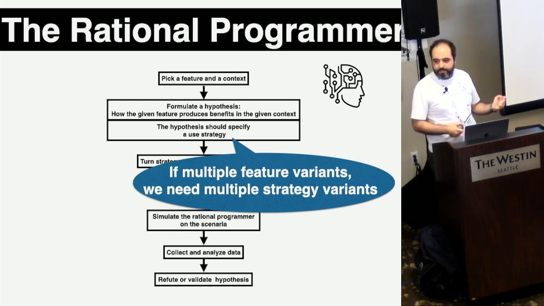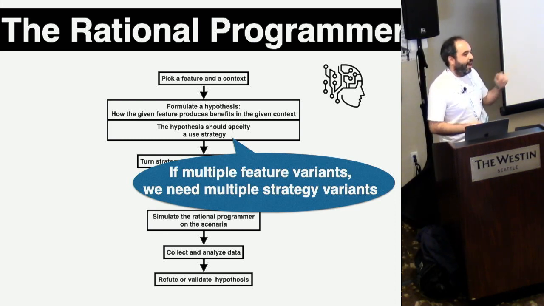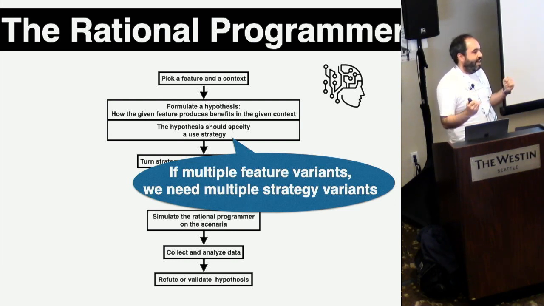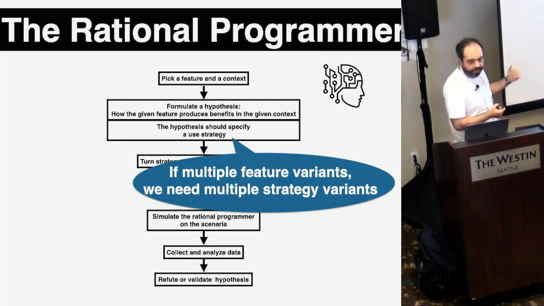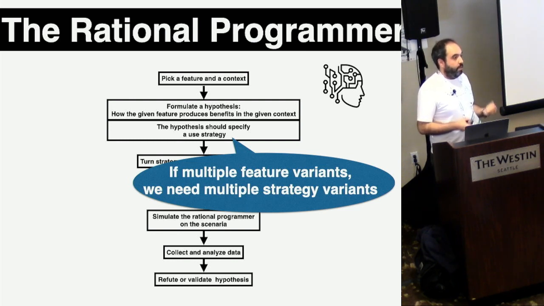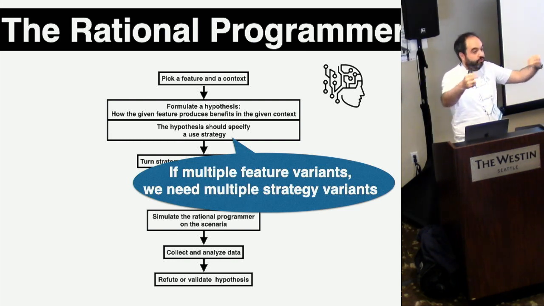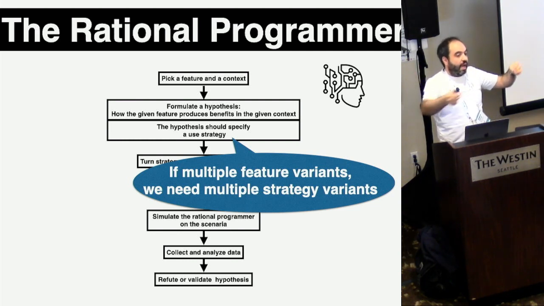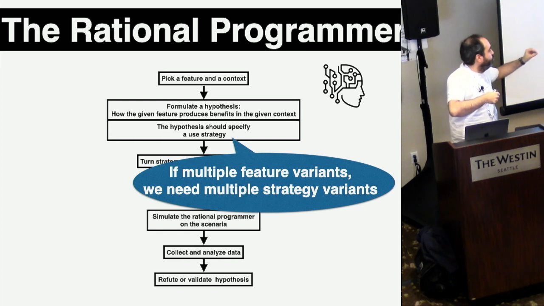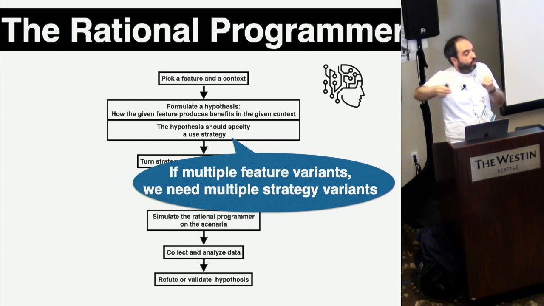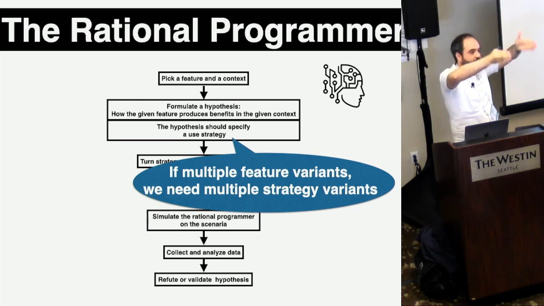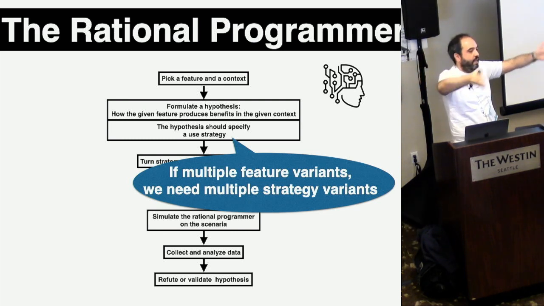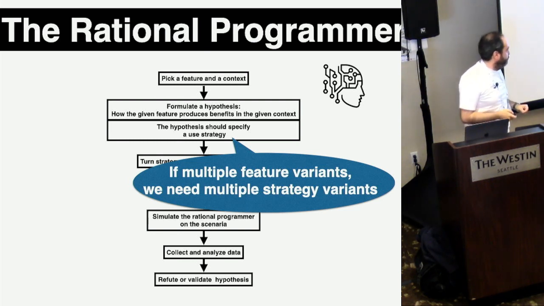I presented this as something that we can use to examine a particular feature, but we can actually do the same for collections of features that have different semantics or even different features, as long as we are able to create multiple strategy variants, one for different features, so we can repeat this process in parallel, collect data, and compare the hypothesis for all the different features. Okay? I'll give you a more concrete example as we keep going.